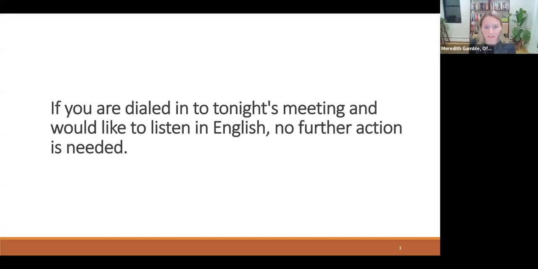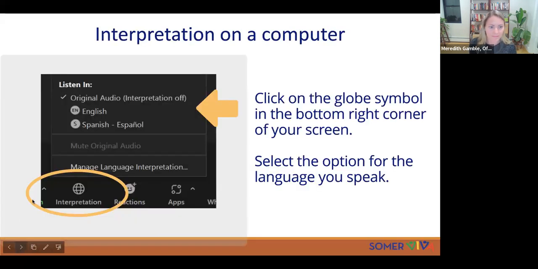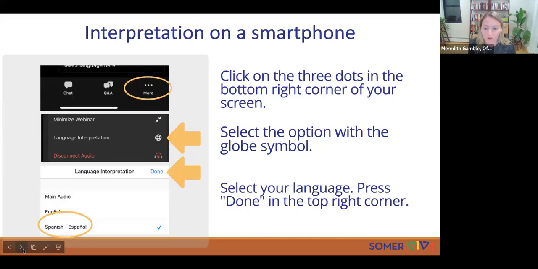If you are dialed into tonight's meeting and would like to listen in English, no further action is needed. Can I advance the slide? If you are joining from a computer, to join interpretation, please click on the globe symbol in the bottom right corner of your screen, then select the option for the language that you speak. If you are joining from a smartphone, you will click on the three dots in the bottom right corner of your phone screen, then select the option with the globe symbol, select your language, and press done in the top right corner.